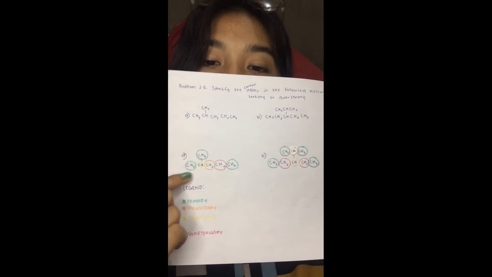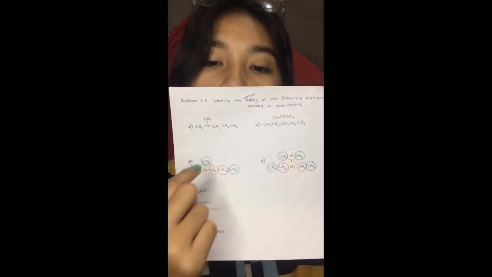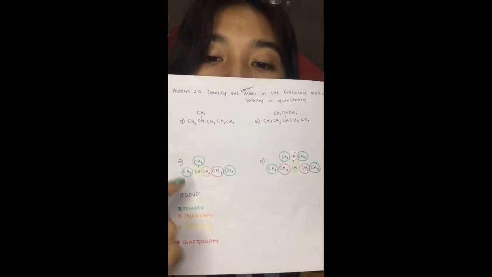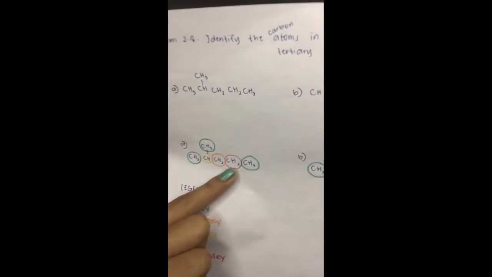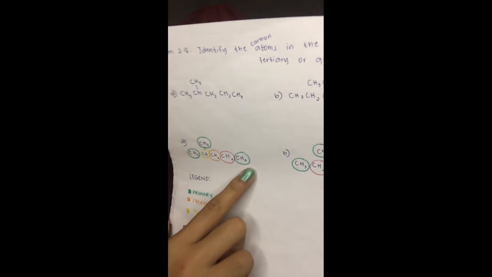So this CH3 here is identified as primary, and the orange one here is secondary, which is CH2, and the tertiary is in the middle one, this one CH, and the quaternary is this CH2 beside the CH3.